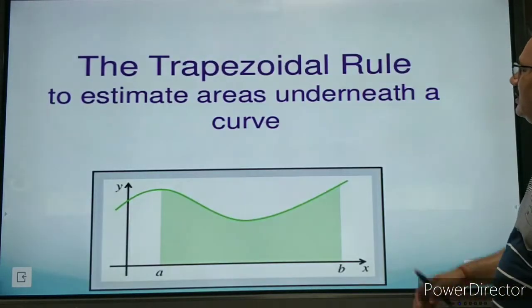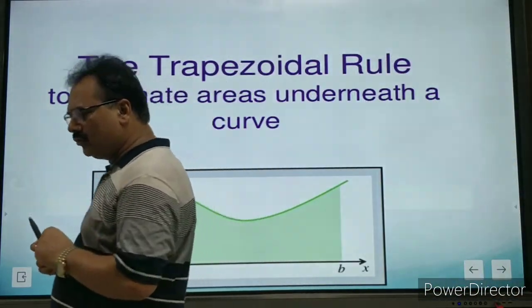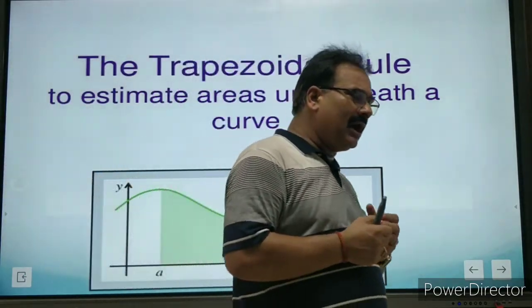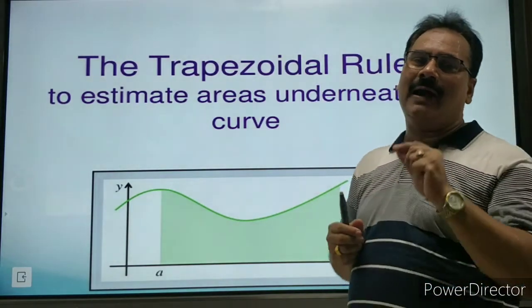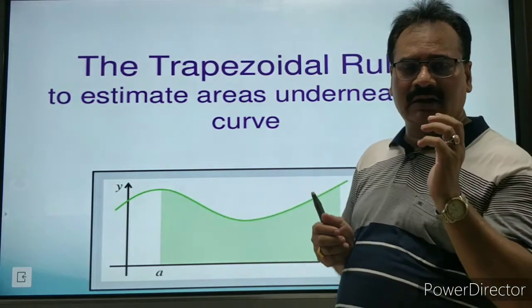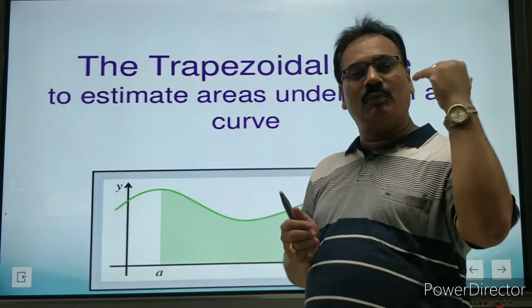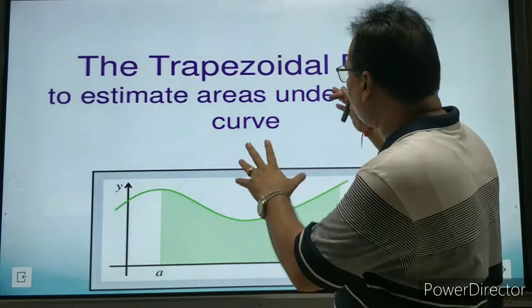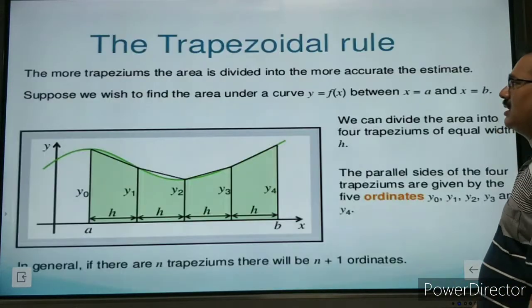For the first numerical integration we are going to address, that is the trapezoidal rule. Again I am repeating, look at the Newton-Cotes formula; after putting different values of n in the Newton-Cotes formula, you will get different methods. If you put n equal to 1, then you will get the trapezoidal rule. The first rule we are going to discuss under numerical integration is the trapezoidal rule.